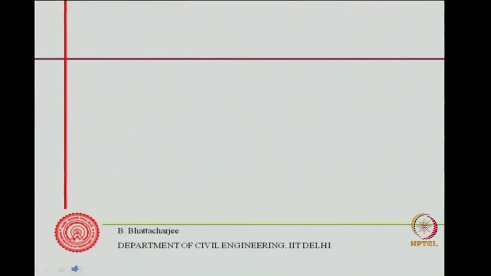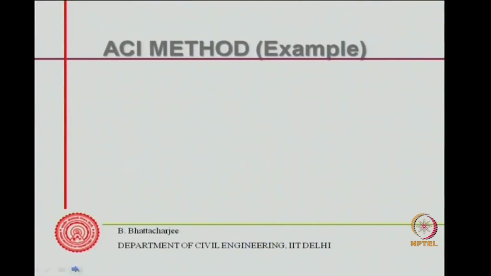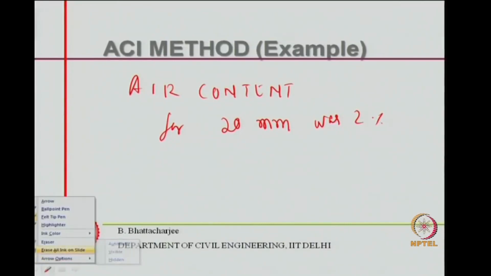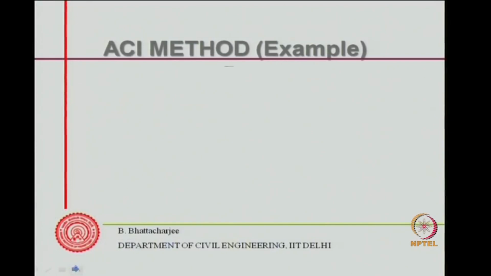Corresponding air content, of course, we know for 20 mm MSA. Let us see for 25 before that. So air content for 20 mm MSA, if you recollect, was 2%, 1% for 40 mm aggregate and 2% for this. So this is the other information that we have obtained.